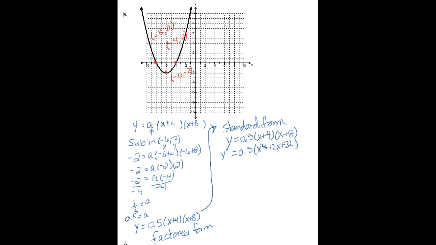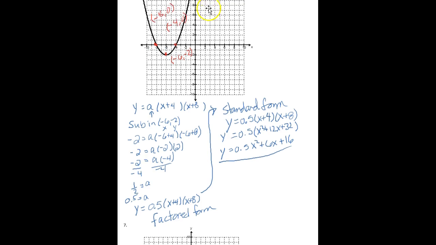Now, if you want, you can multiply that out, and you'll still come back with this. And then to finish it, you will multiply 0.5 to everything inside. So 0.5x squared, 6x, and then 16. So this would then be in standard form. All right, that's that equation.